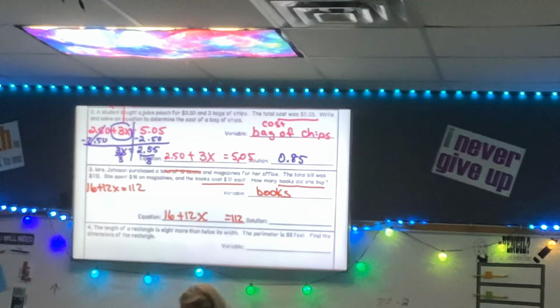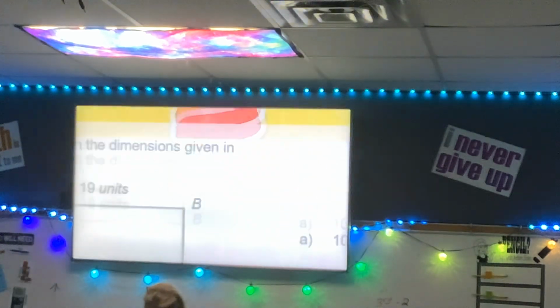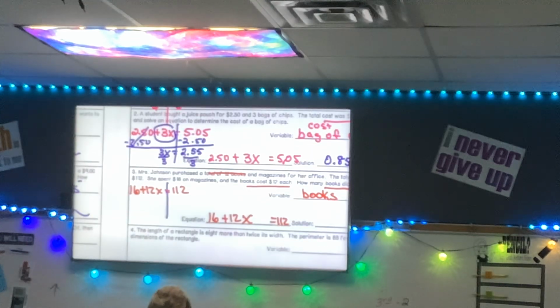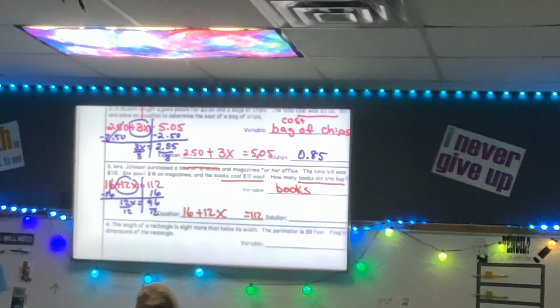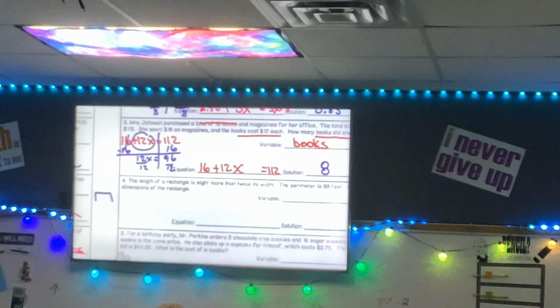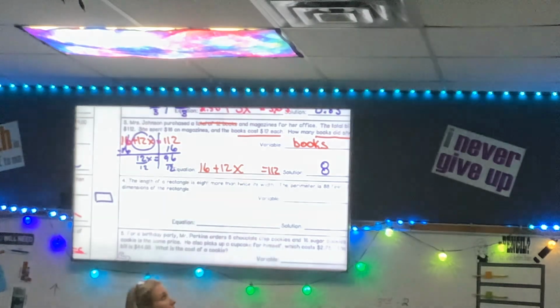Circle, cover, cover. Oh, run away. What is 112 minus 16? Divide by 12, divide by 12. How many books did we buy? 8. Now, the next one, you're probably going to want to draw your rectangle over here so we have plenty of room to work.